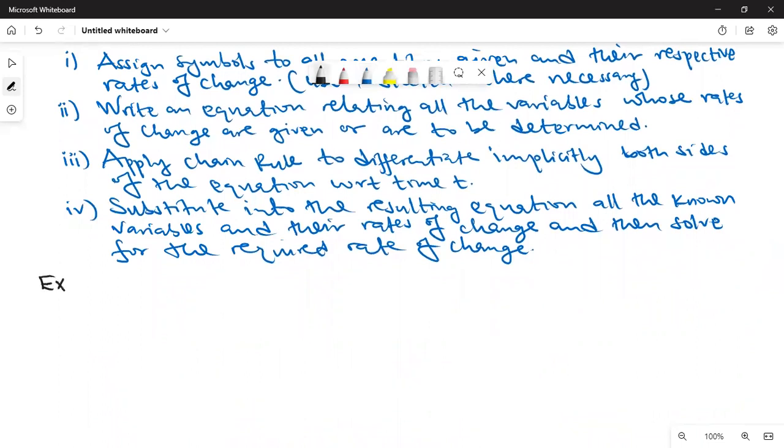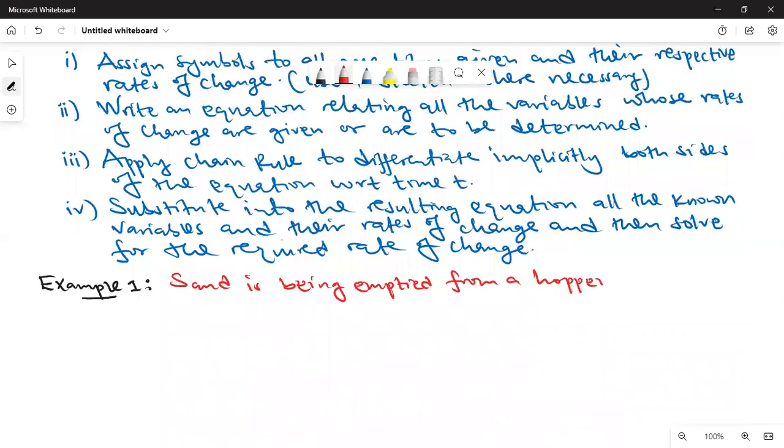So you'll write here, example number 1. We are told that sand is being emptied from a hopper at a rate of 10 cubic feet per second.